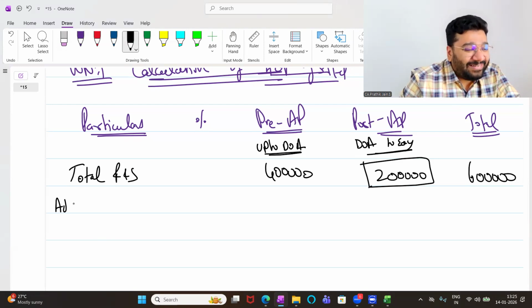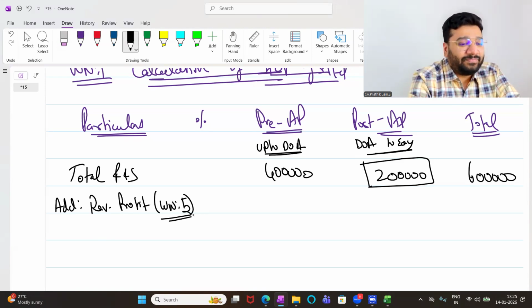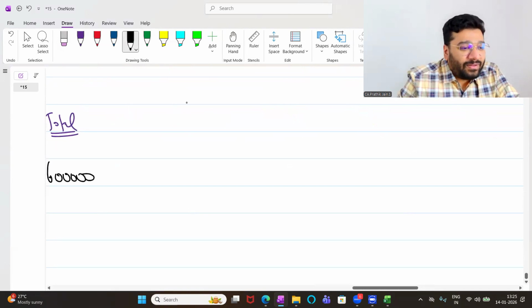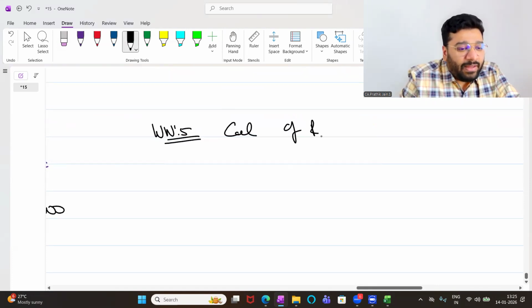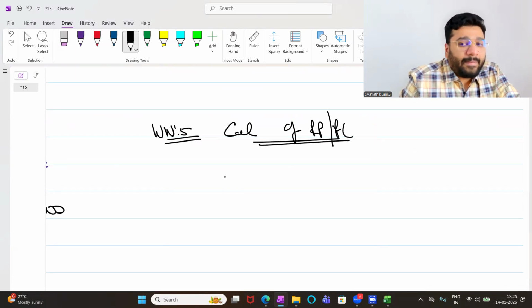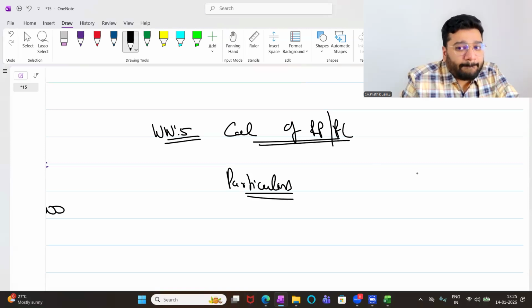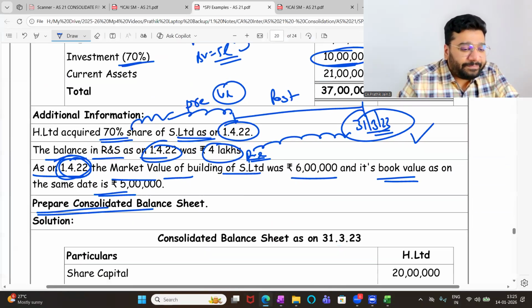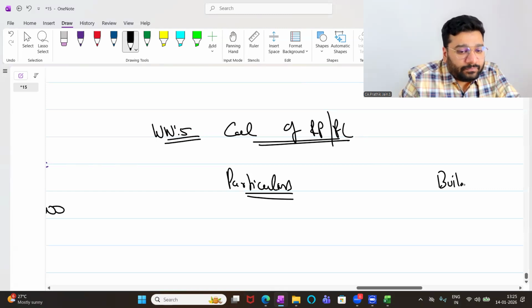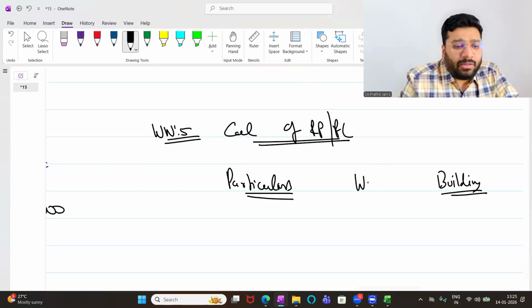Okay. Now add revaluation profit. Working note number 5. Calculation of revaluation profit or revaluation loss. Particulars. Only one asset is there. Which asset is there? Building. Working will not come here, because you have the values directly. Working is not required.